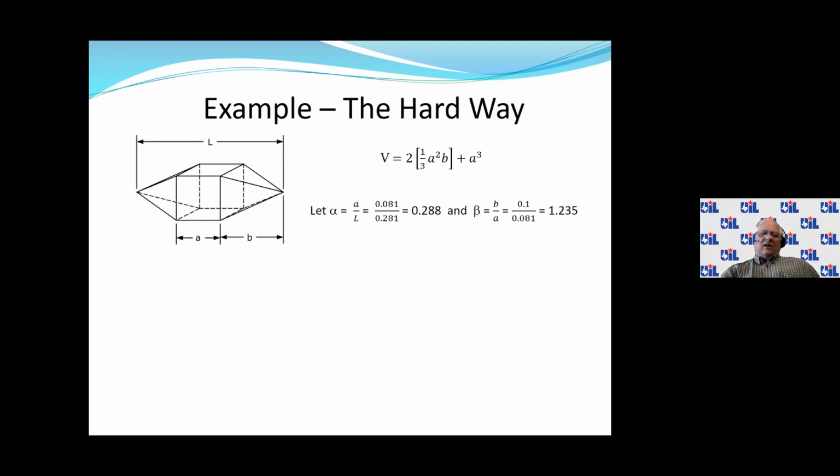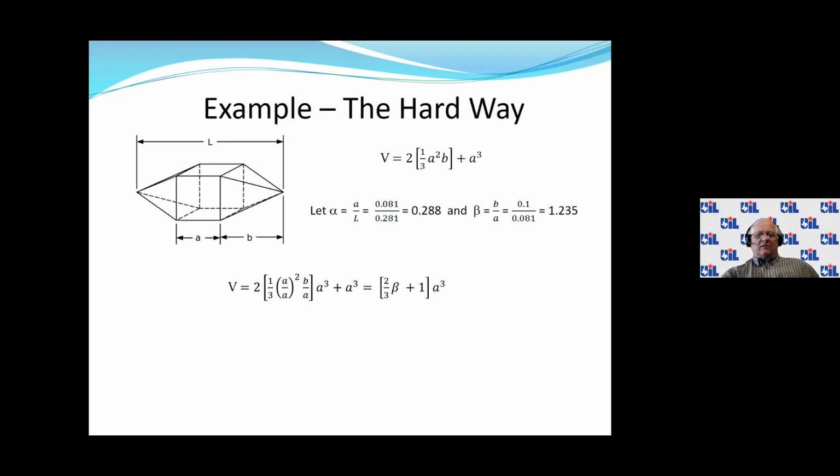Well, to simplify things, I can define an alpha to be A over L, and that, of course, is given. That's going to be 0.288 on the small figure. It's going to be 0.288 on the large figure, right, because they're geometrically similar. And then I'm going to define beta to be B over A, which from the small figure is 1.2 or so. So we have that as well.